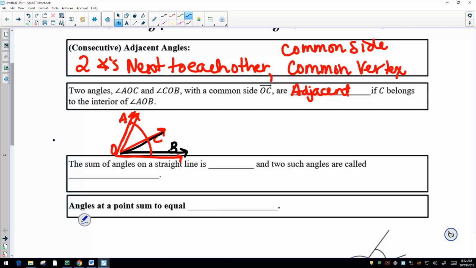Okay, another vocab word we have, the sum of angles on a straight line is a total of 180 degrees. And if I had two angles that did that, we could call them a linear pair. So anytime you see that word linear pair, you want to think straight line totaling 180 degrees.